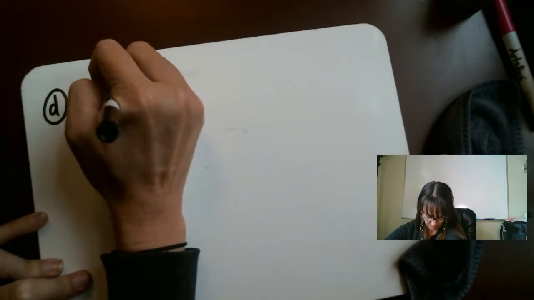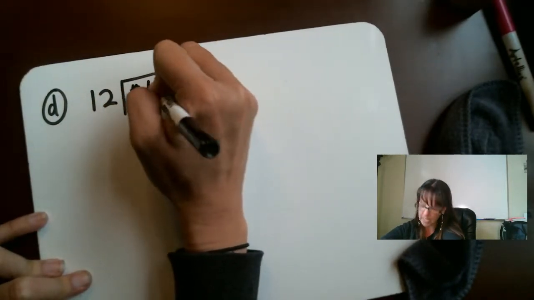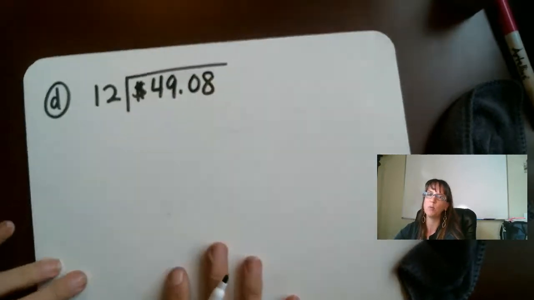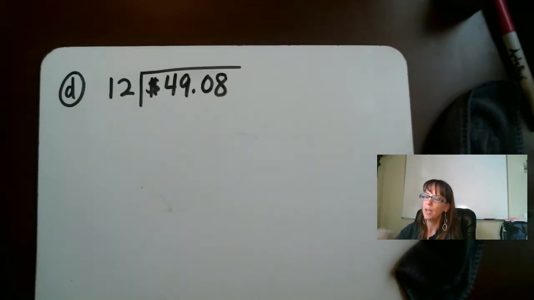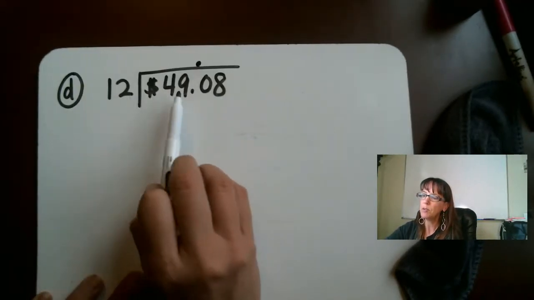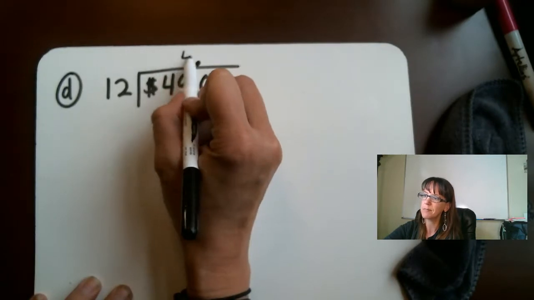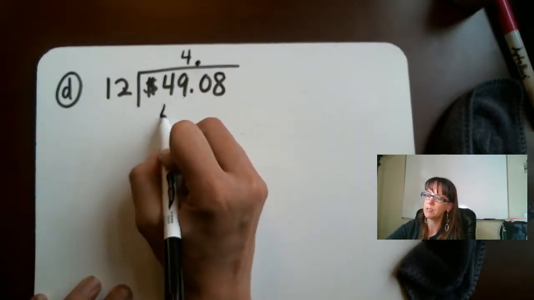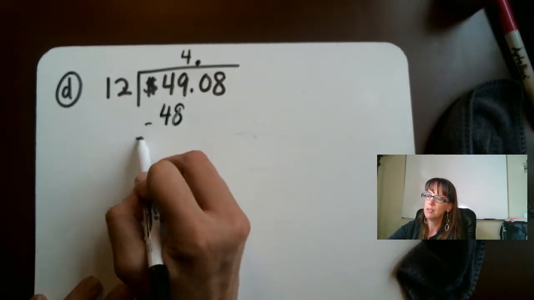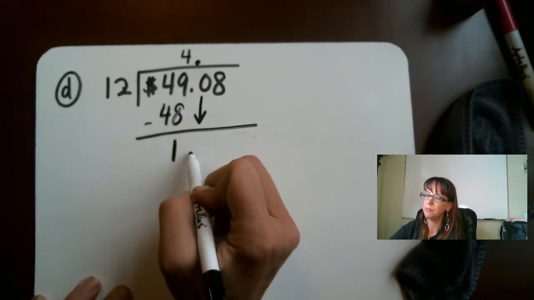We have 4908 divided by 12. First, we're going to bring our decimal up to here, okay? 12 goes into 49 4 times, right? 4 times 12 gives us 48. Subtract that, okay? When we subtract, we also bring down.